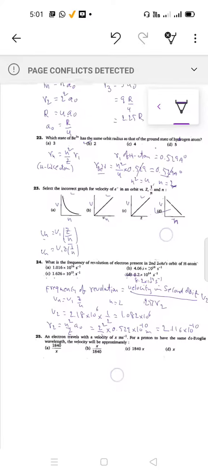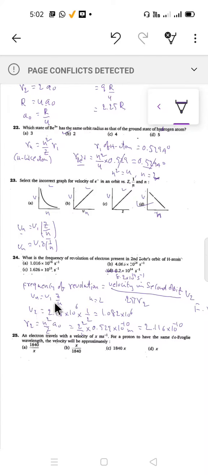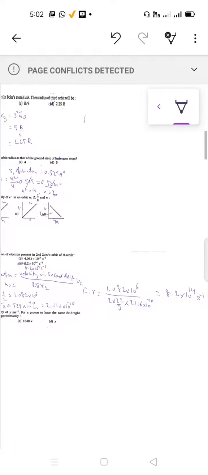So how to get V2: the formula is V1, this one is a fixed value, and then substitute Z value equal to 1 for hydrogen, by n equal to 2. See, this is the second shell. Then you can get the next one, r2, also like this, with Z equal to 1 and n equal to 2. Then substitute all those things here, then you can get the answer like this. This is a very simple question.